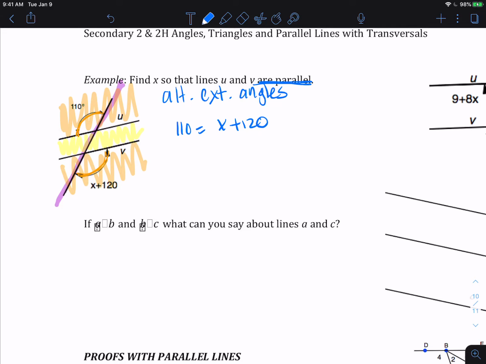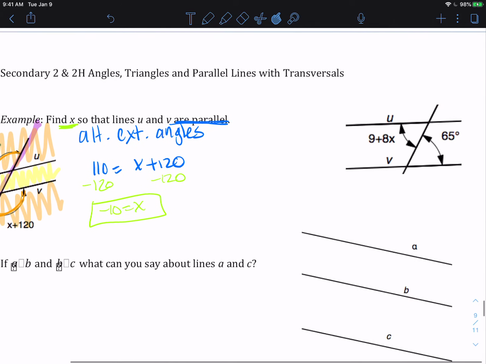Well, now I can solve this. To get the x by itself, we're just going to subtract 120 from both sides. So then we get negative 10 equals x. Now I go back and check my instructions. It says to find x so that u and v are parallel. I found x, so that's the end of my problem.